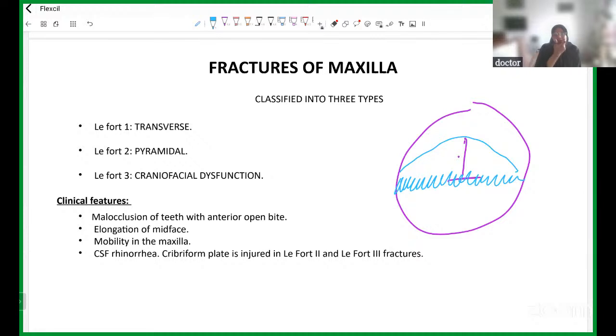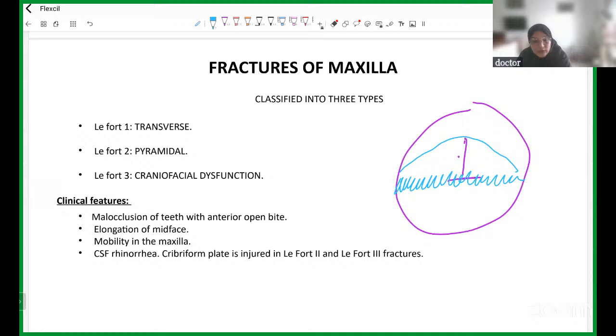Okay, so the fracture passes through the root of the nose, the lacrimal bone, the floor of the orbit. This is the floor of the orbit, the upper part of the maxillary sinus, and the pterygoid plate. Okay, usually it will involve zygomatic fractures. These are the zygomatic bones, so it can also involve zygomatic fractures.